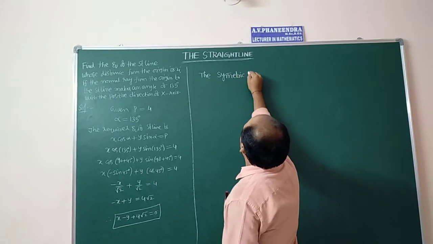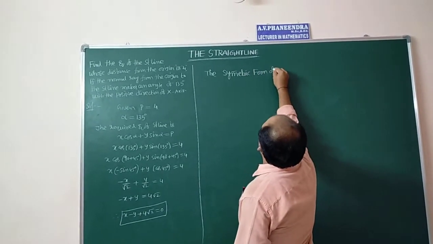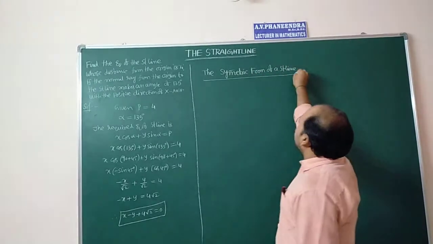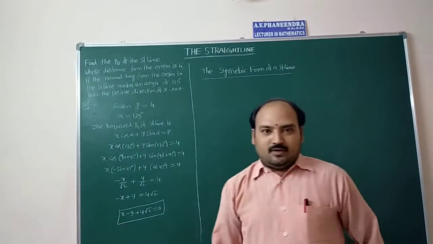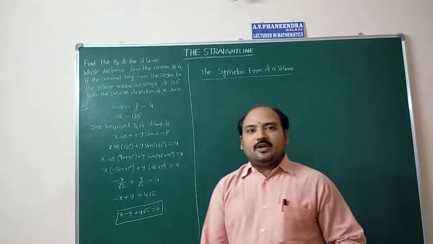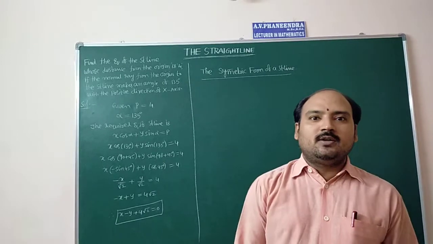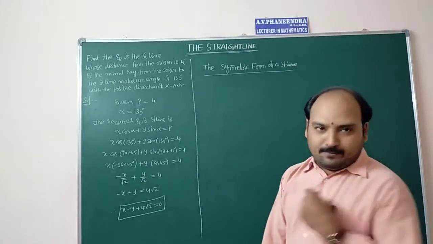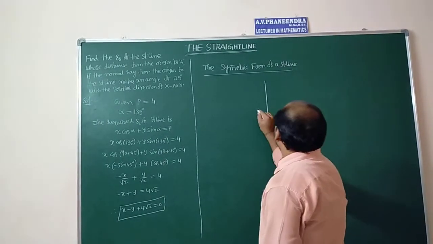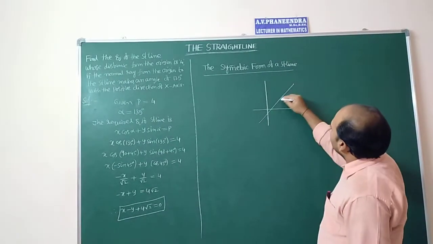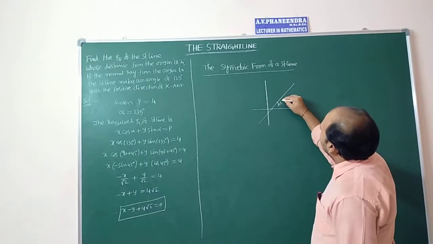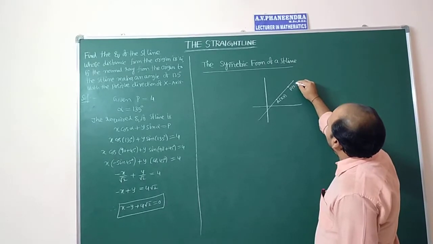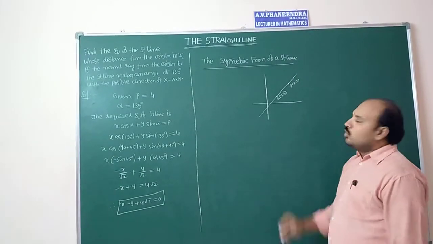The symmetric form of a straight line. What is the meaning of the symmetric form of the straight line? How will it be? We know the equation of a straight line passing through the point x1, y1 whose slope is m. See, I am drawing a rough diagram here. This is the line, with a point x comma y, which is passing through the point P of x1 comma y1 whose slope is m.